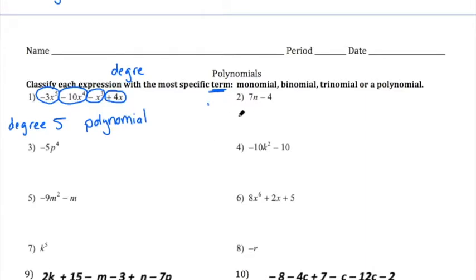Okay, in this next one, let's go ahead and circle the terms. There's 1 term, 2 terms. So we know it's going to be a binomial for 2 terms. Now, what's the highest exponent? I don't see any exponents. But if we look at the n there, it doesn't have an exponent, but when you don't see an exponent on a variable, you can assume that that would be equivalent to the first power. We don't write first powers, but that's what that's saying. It's an invisible 1. So this is a first power.